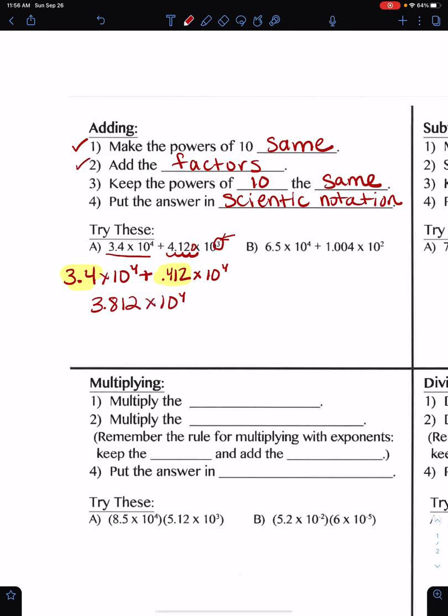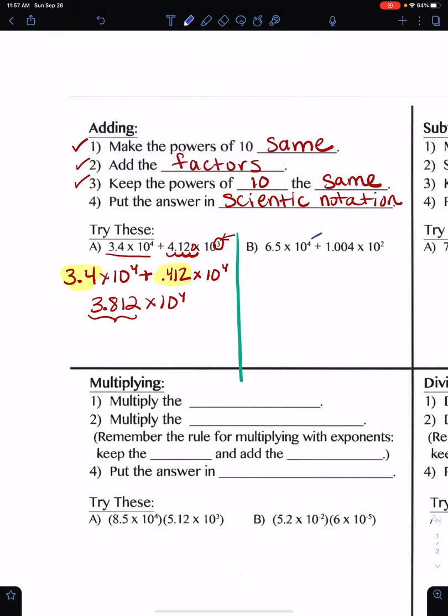So I've done the next 2 steps. Now I'm just going to make sure that my answer is in scientific notation, and this time it is. I know it's in scientific notation because this first part is a number between 1 and 10. So that's how I know that I have it already in scientific notation. All right, let's try the next example here.